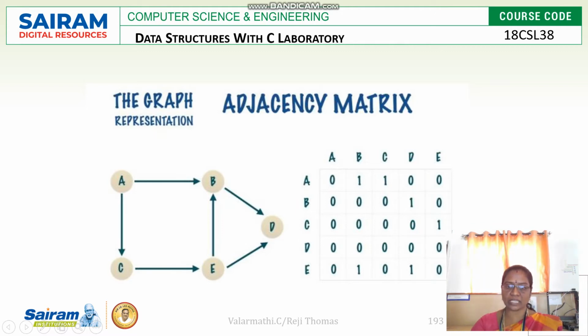First, from A to A there is no self loop connection, so no self graph is drawn. Then from A to B, 1 is assigned. That means from node A to node B a directed edge is drawn. Then A to C, again there is a connected edge. Then A to D there is no connection, and A to E there is no connection.